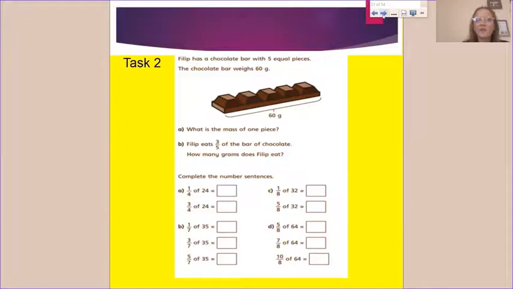Question 2, Philip has a chocolate bar with 5 equal pieces. The chocolate bar weighs 60 grams. What is the mass of one piece? So if the whole bar is 60 grams and it's broken up into 1, 2, 3, 4, 5, what does one piece weigh? And then it says Philip eats 3/5 of the bar of chocolate. How many grams does Philip eat? Complete the sentences. So again, we've got fractions of an amount. Remember what I said, divide by the bottom, times by the top.